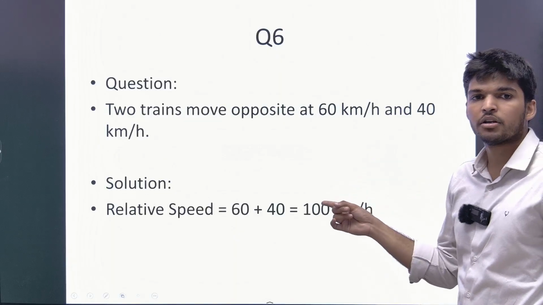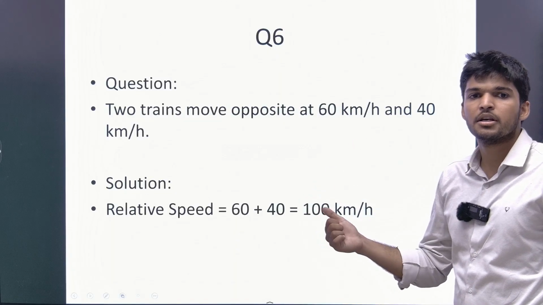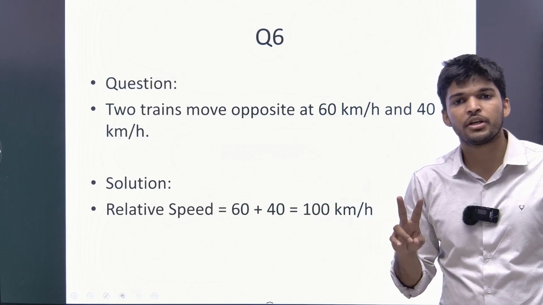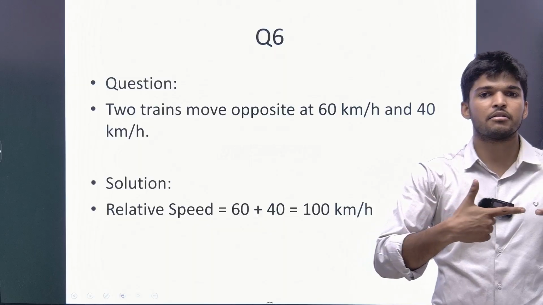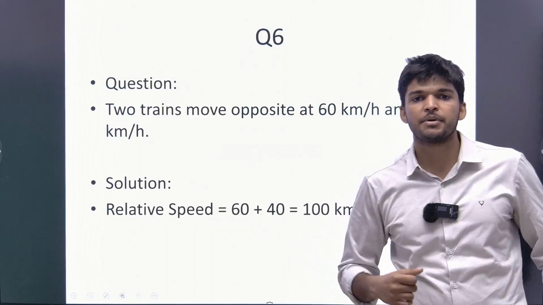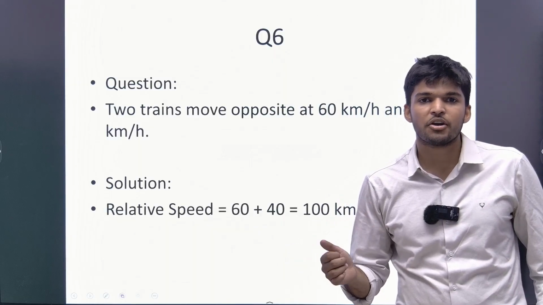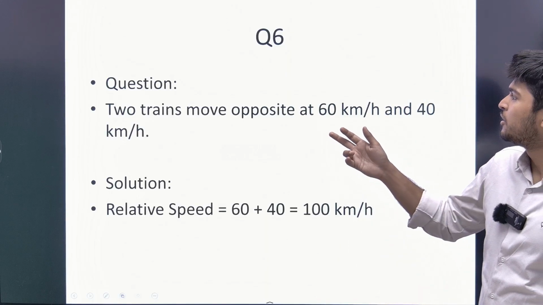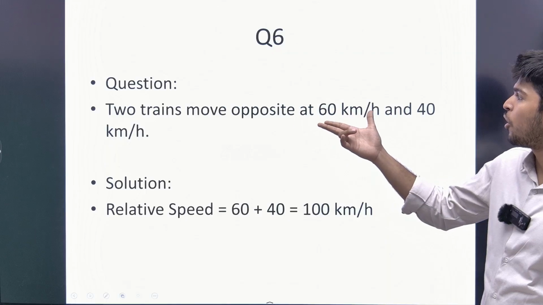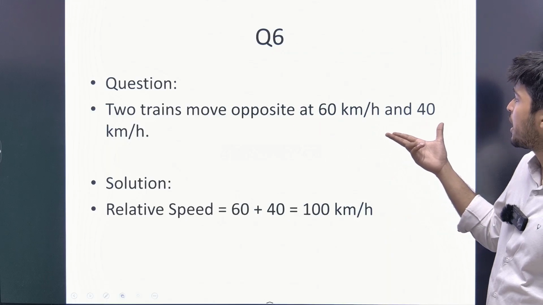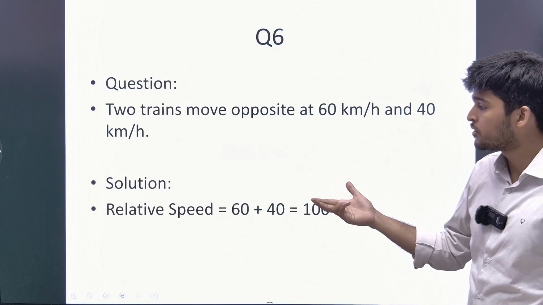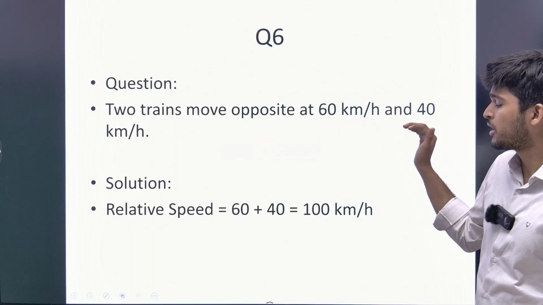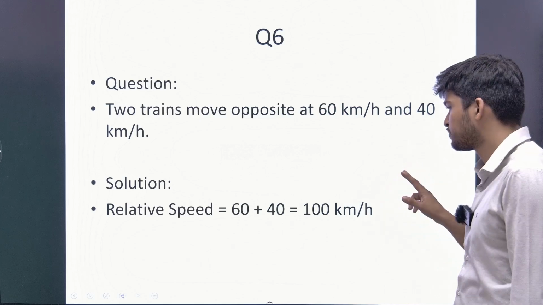So, an important concept which I just taught you is trains moving in opposite directions. I told you when trains or any bodies are moving in the opposite direction, that is, they are moving like this, then the speeds of both the bodies are added. So, trains move in opposite directions at 60 kilometers per hour and 40 kilometers per hour. The relative speed would be 60 plus 40, that is 100 kilometers per hour.